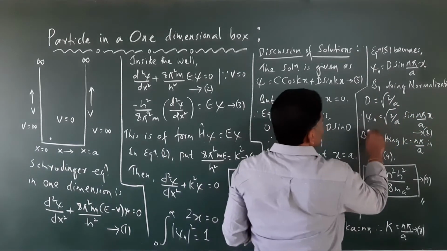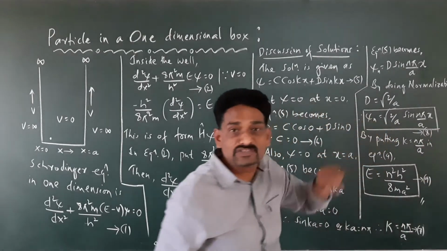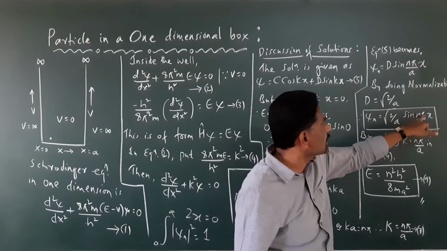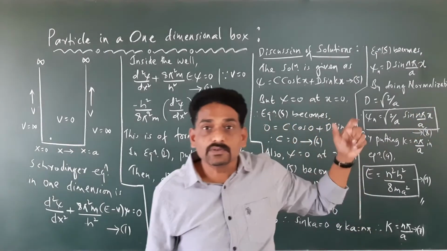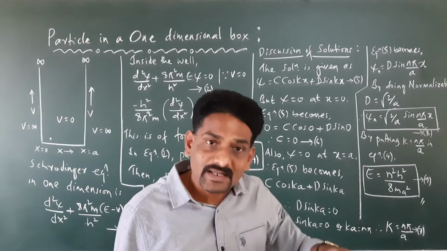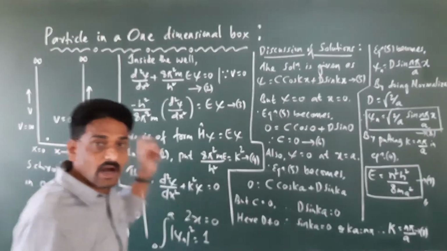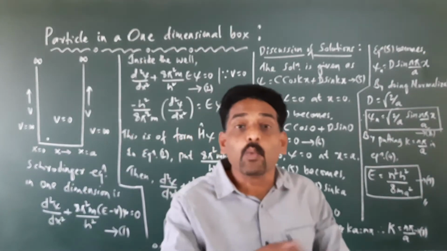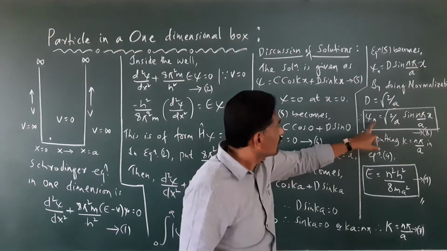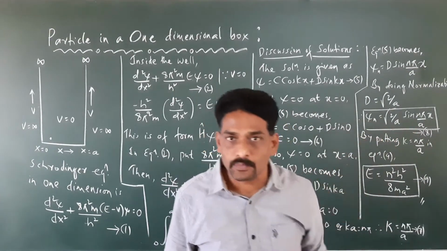So this is going to be the wave function: psi n equals root 2 by a into sin(n pi by a into x). This is the wave function of the particle which is present in a box and is allowed to move in only one direction. Here you can see what n is. n can take the values 1, 2, 3, and so on.